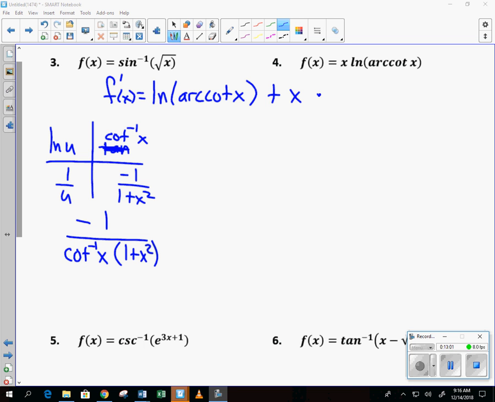So times, it's negative 1 over, I guess I used arc cotangent there, so I'll just write it again.